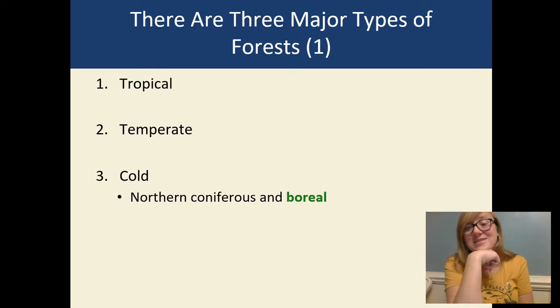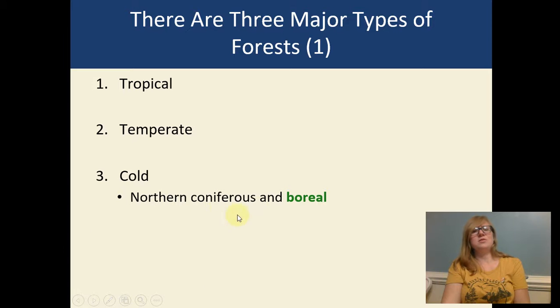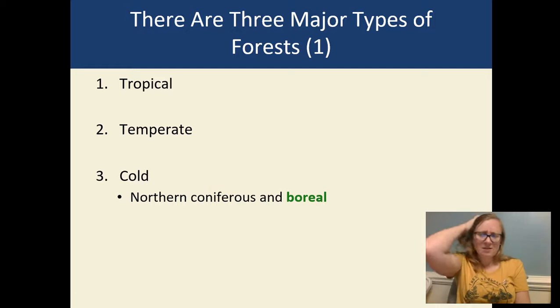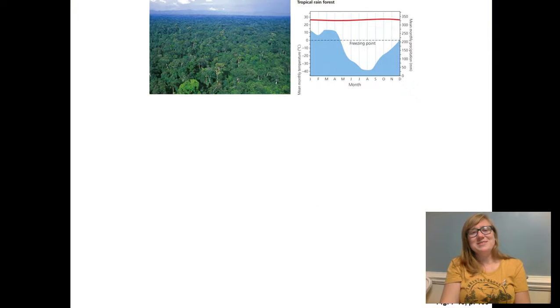Do you know how many types of forest there are? It's written up there. It's 3. It's always 3. Tropical, temperate, and cold. So this is usually called northern coniferous or boreal. Can someone edit my videos? I'll give you extra points. All the extra points. So let's take a look at these.